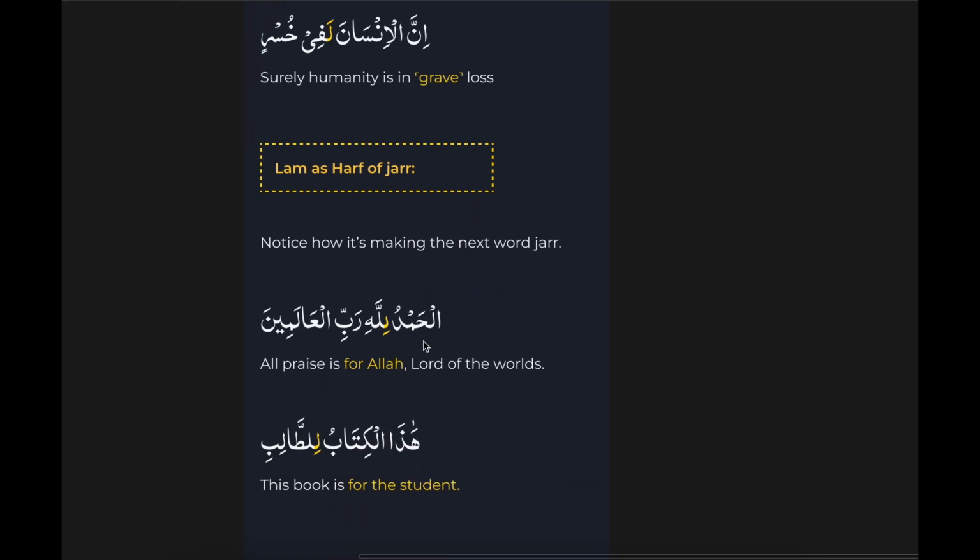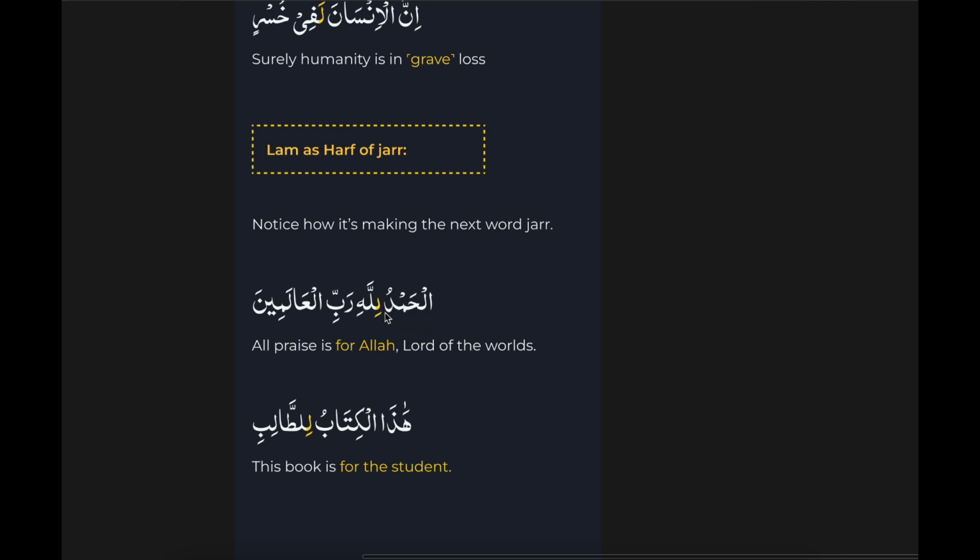Let's see an example where lam works as a harf of jar. Alhamdulillahi. Alhamdu means all praise, and there's lam here, lillahi, and it looks like the word Allahi is jar. So it is clear that lam is making the next word jar. So lam here is working as a harf of jar, not as an emphasizer of the meaning. Alhamdulillahi, all praise is for Allah. Lam means for.